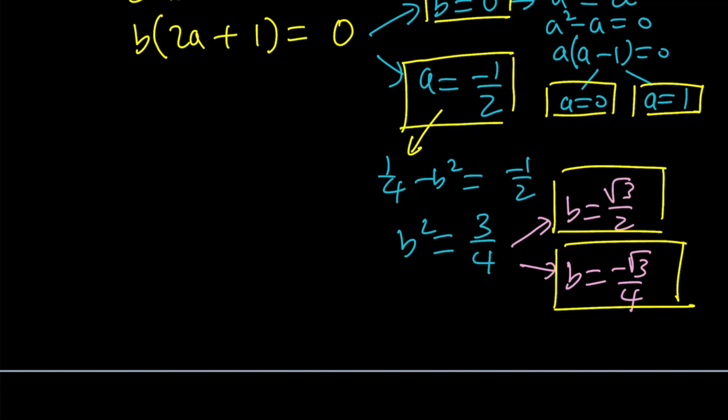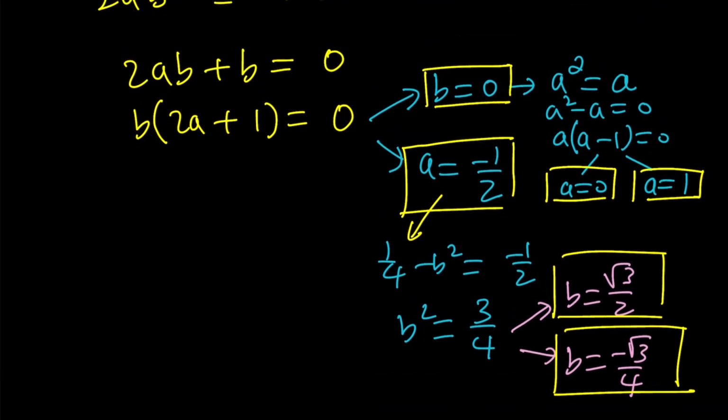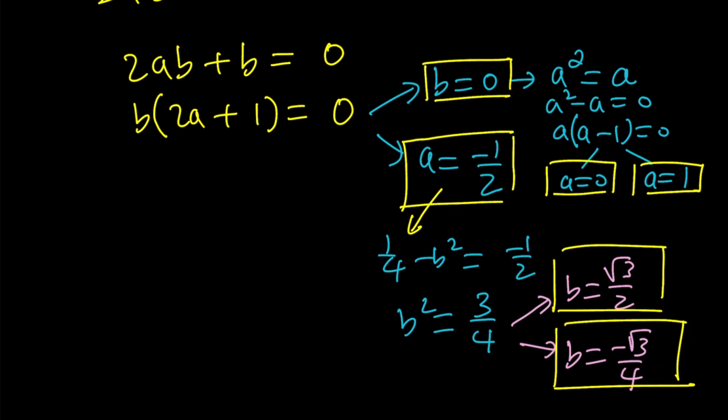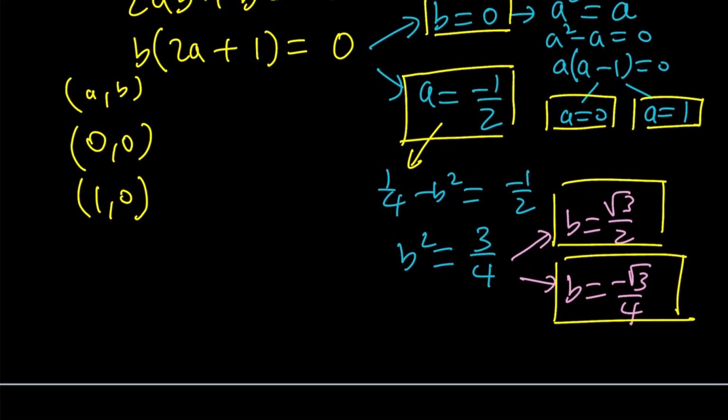So what is all that supposed to mean? Well, depending on the a or b value, we get different values for the other variables. So for example, if b is 0, a is 0. So 0, 0 is a solution, looks like, at least for now. 1, 0 is another solution. I'm writing these as a, b ordered pairs. And a equals negative 1/2 gives us negative 1/2 and root 3 over 2, and negative 1/2 and negative root 3 over 2.